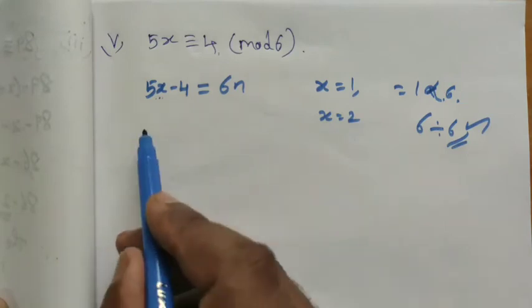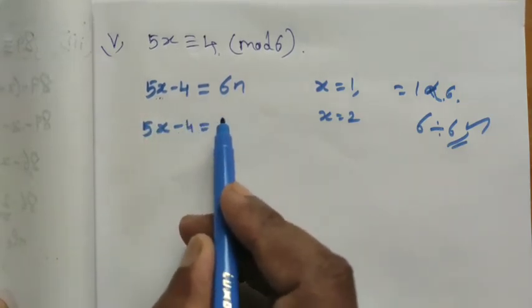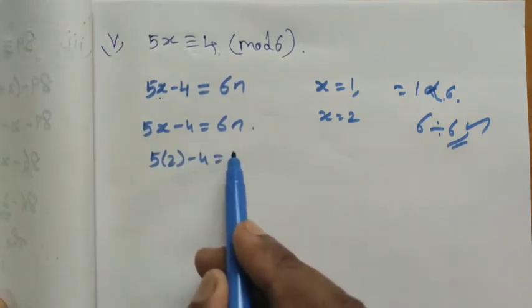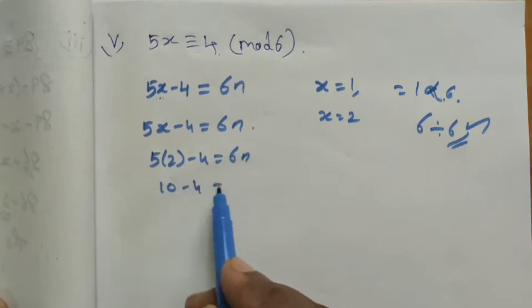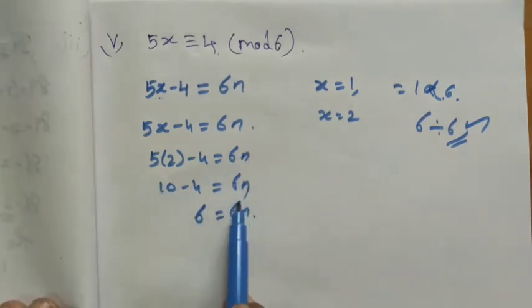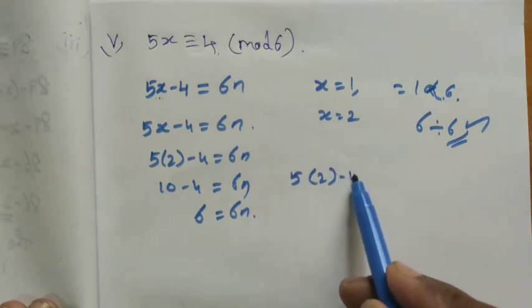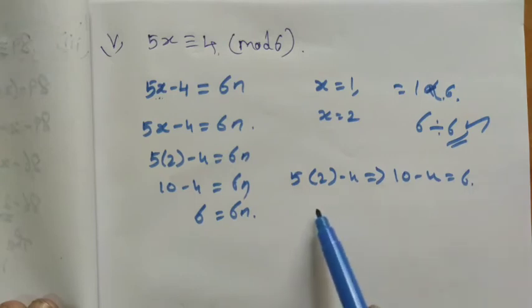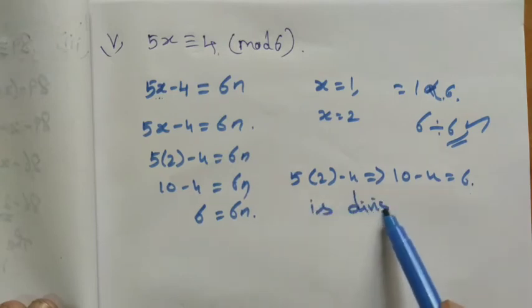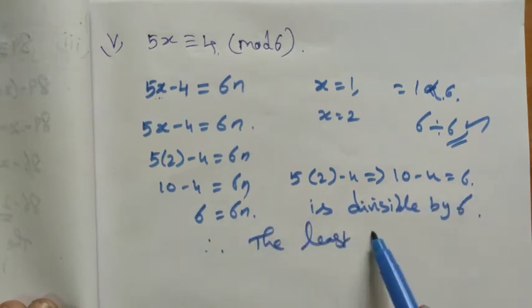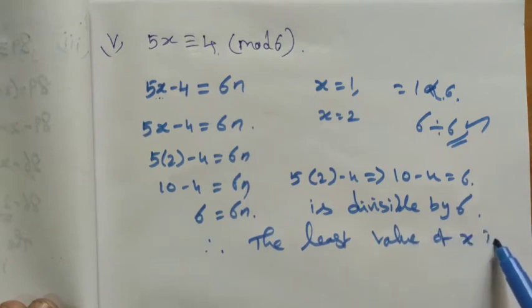So the first least positive value: 5x minus 4 is equal to 6n. The least positive value is 5 into 2 minus 4, which is 10 minus 4, which is 6. So 6 is exactly divisible by 6. Or otherwise, if you don't want to write all the steps, just write 5 into 2 minus 4 is equal to 6, right? 6 is divisible by 6.